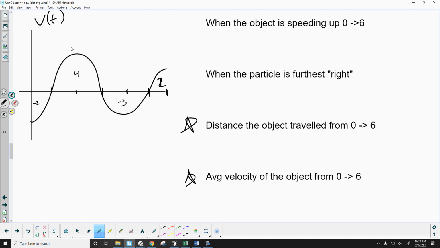What's the distance? 10. How'd you get 10? 2 plus 4 plus 3 plus 2, right? That's the whole absolute value idea. Negative displacement. Good. So 4, 5, 6, 7, 8, 9. It's 11. I changed the 1 to a 2. Yeah. What's the average velocity?